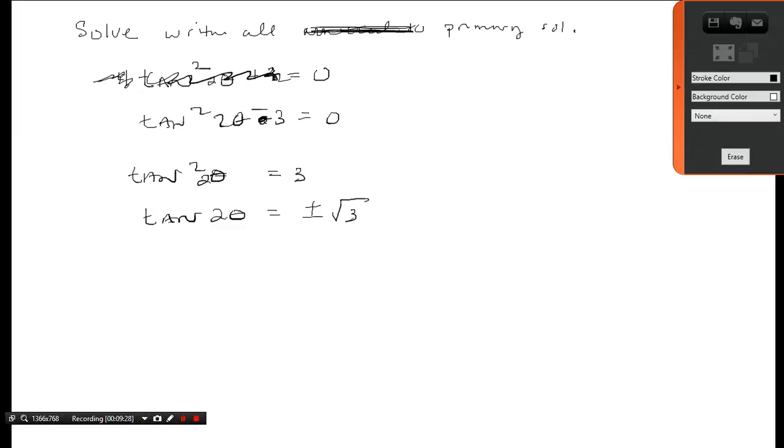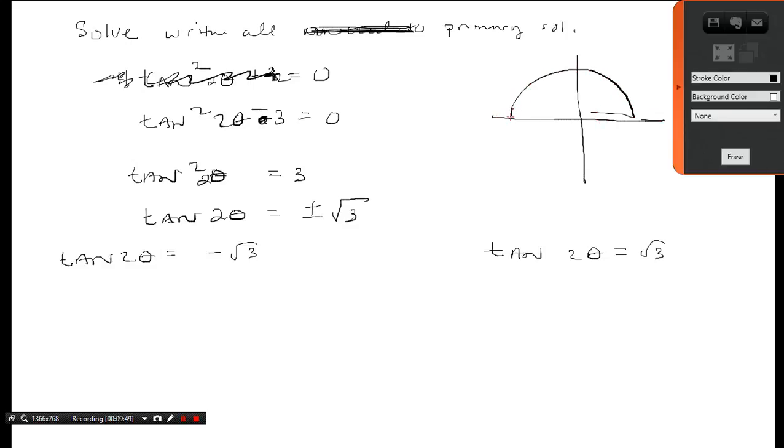Congratulations, we actually have 2 things we need to solve here. I need to figure out where tangent of 2 theta is negative root 3, and when tangent of 2 theta is root 3. Now I'm going to cut it down to layman's terms. Once I figure out where it is on my unit circle, I can go ahead and solve. The good news is I know my unit circle really well, as the rest of you should by now.